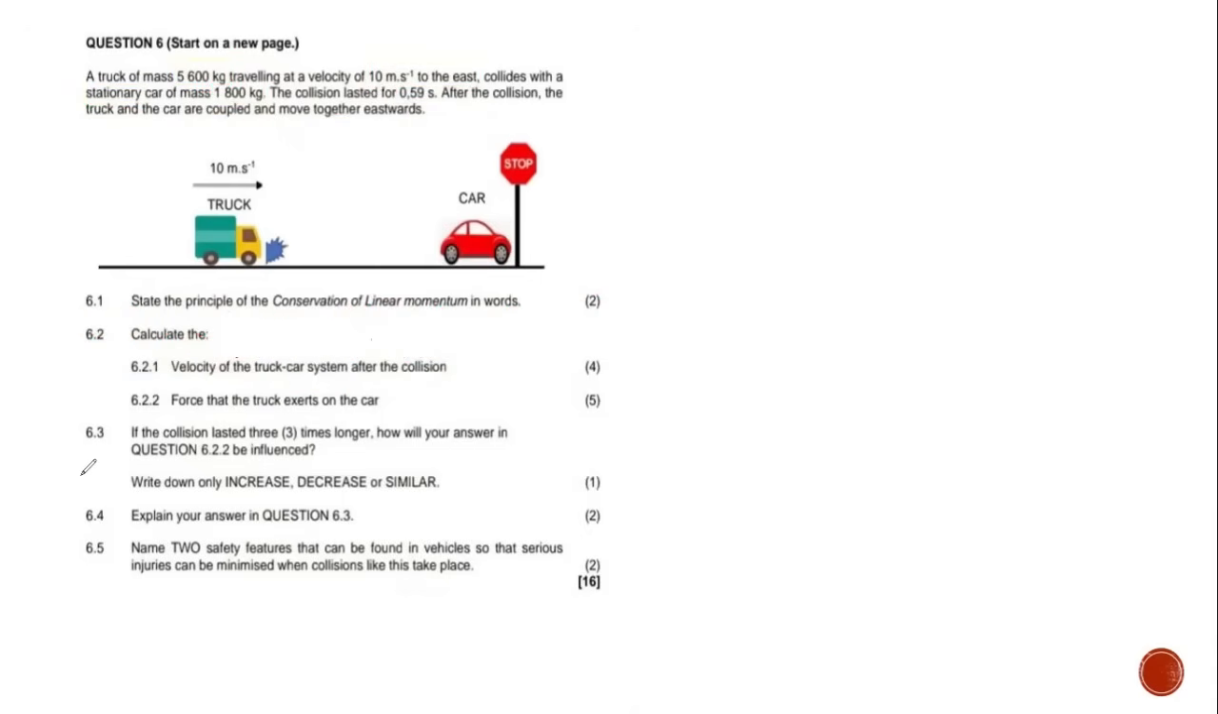Then 6.2.2 says the force that the truck exerts on the car. Note that for the force that the truck exerts on the car, we are focused on the one that experiences that net force, right? On the car. So that means I'm going to use the information of the car. So 6.2.2, this is Fnet delta t is equal to change in p, which I'm going to manipulate to Fnet is equal to change in p over change in t.